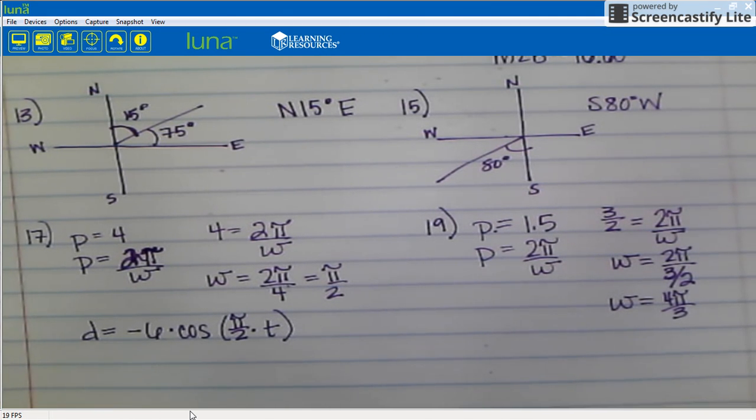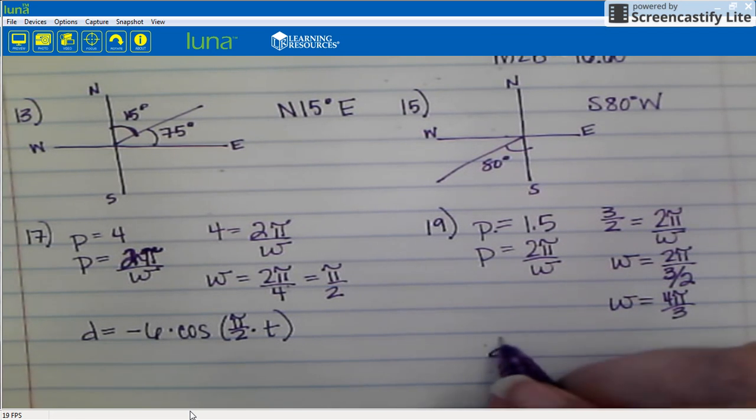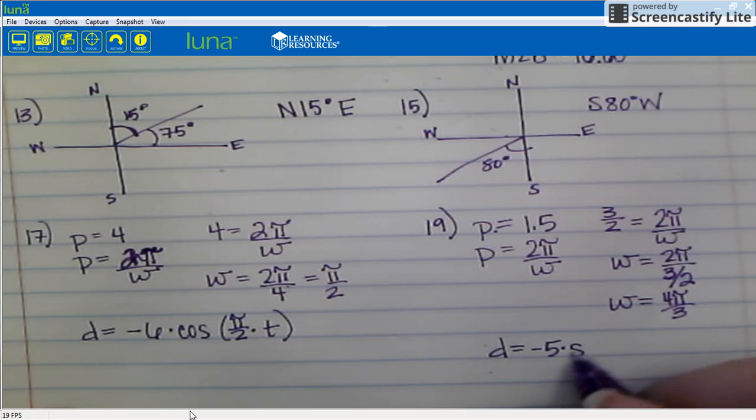And since in this scenario I start at a resting position, I have D is equal to negative 5 times the sine of 4 pi over 3 times T.